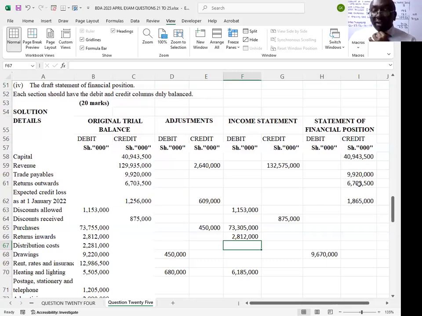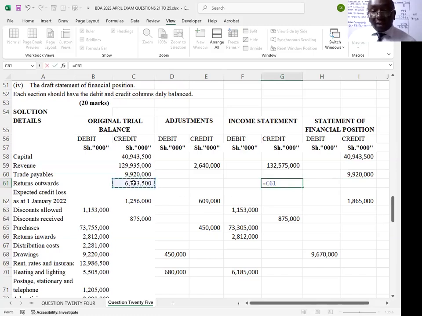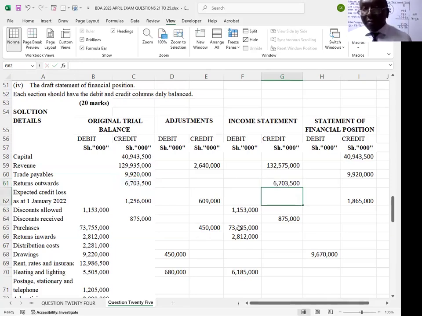Sorry, I think I made a mistake. This return outwards should be on the opposite side of sales. So let's rectify this, or sorry, opposite side of purchases. The returns outwards, we are supposed to drop it. It should appear here. So rectify that. The return outwards should be opposite of the purchases. This one. That way.